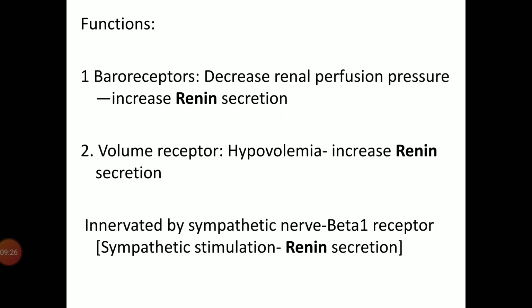Now when we say that the JG cells also act as baroreceptors, remember very clearly that when they act as baroreceptors, they are not going to detect the high blood pressure inside the vessel, but they are going to detect the low blood pressure.